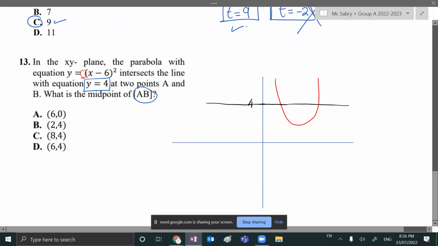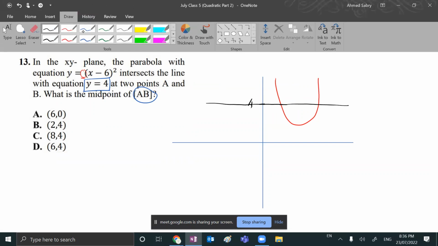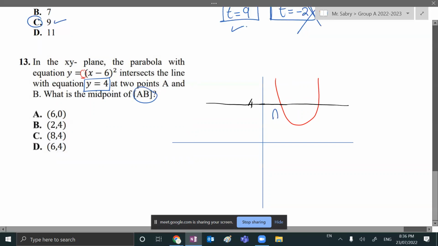So they're saying mainly that this parabola with this equation intersects the line y equals 4 twice at 2 different points, which are point A, let's say this point, and point B, this one. What they're trying to figure out is the midpoint of AB, which is the point exactly in the middle between A and B. They're trying to find the X and Y coordinates of it.